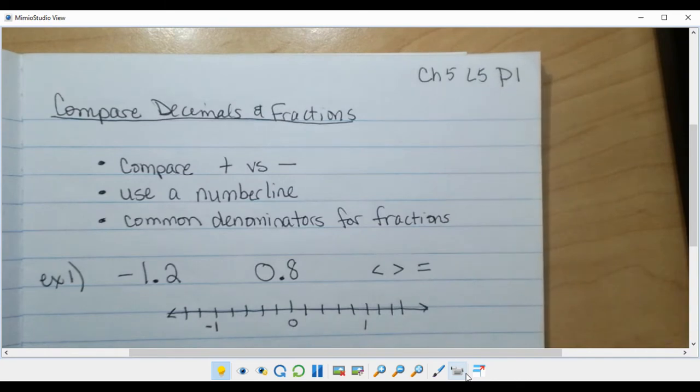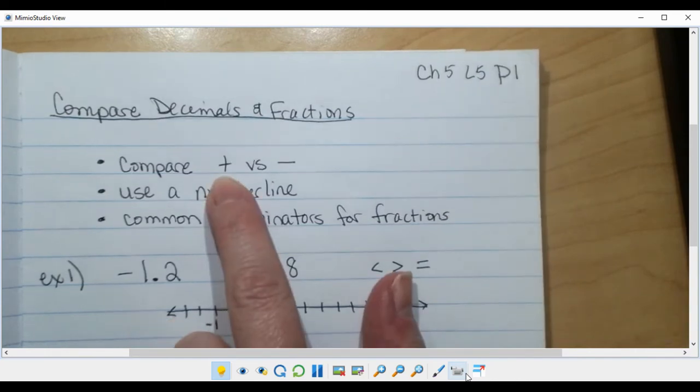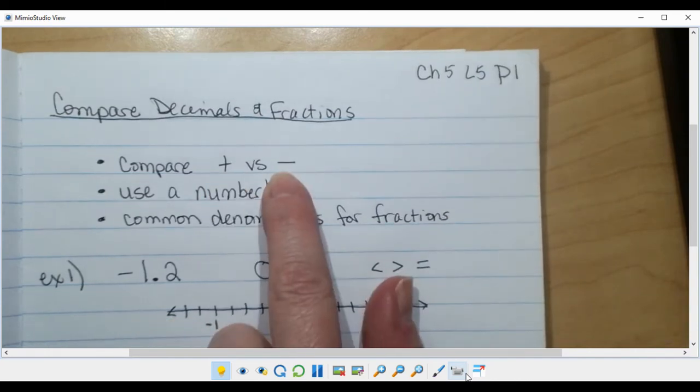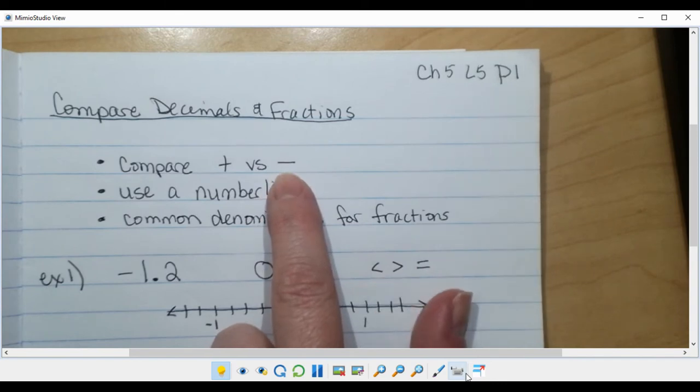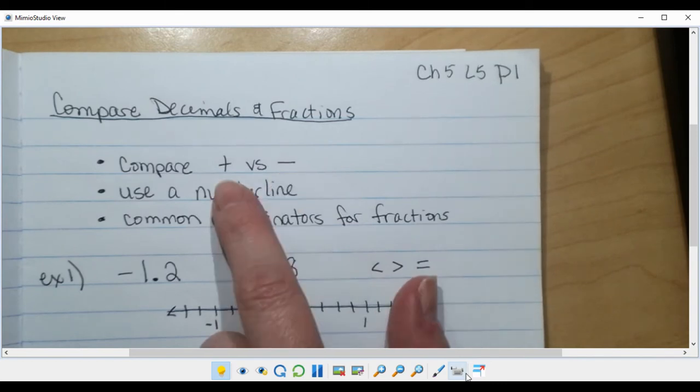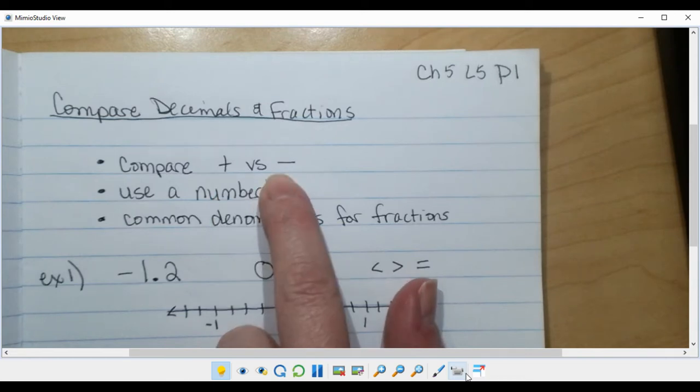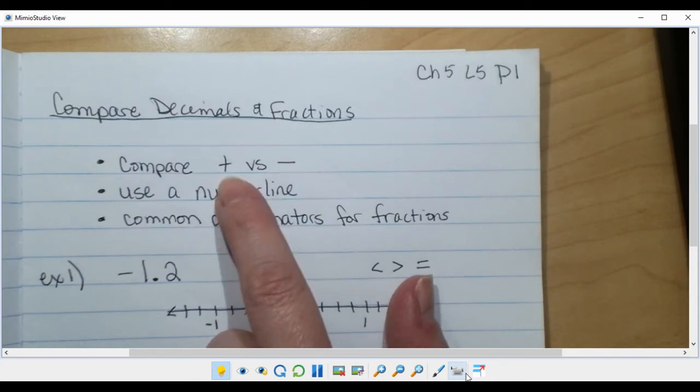Okay, so in general, I would encourage you to compare positive to negative first. You know that a negative number will always be less than a positive number. It doesn't matter how big or how small the digits are. It doesn't matter if it's fractions versus decimals versus whole numbers versus mixed numbers. If it's a negative, it will always be less than a positive.